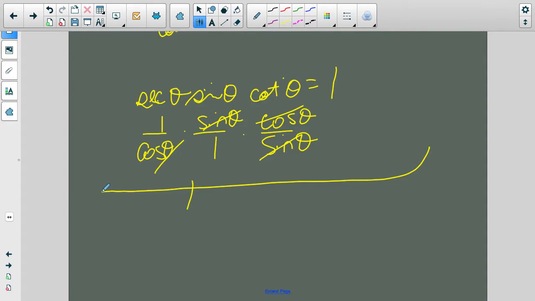And that would be fine. I mean, I would grade what you had, but I would encourage you to notice cosine over sine is cotangent. Then I got sine over sine, which equals 1. That's gross. Okay, but are you okay with this? Yes. Okay.